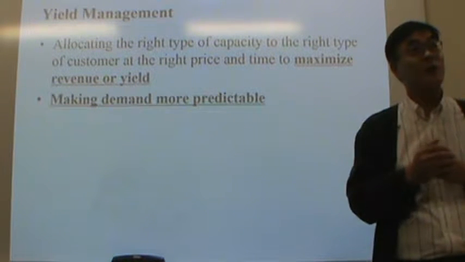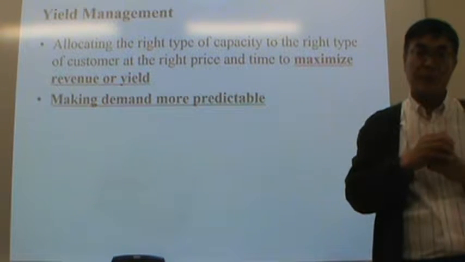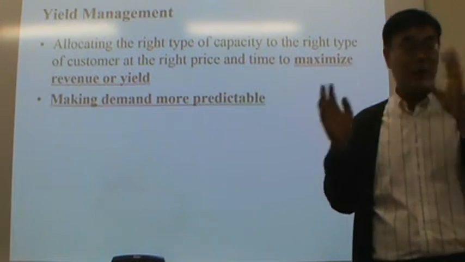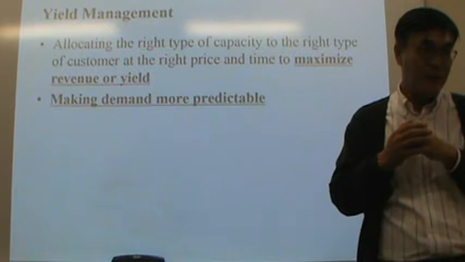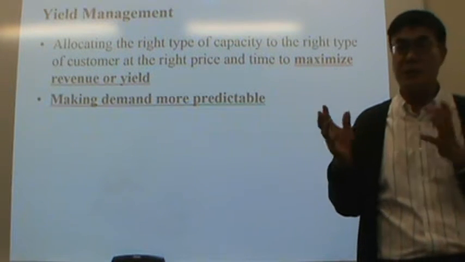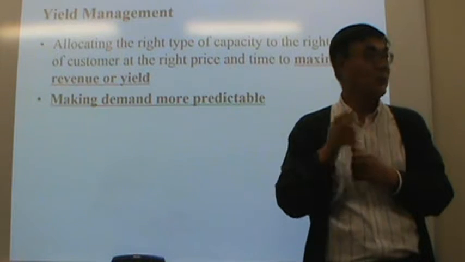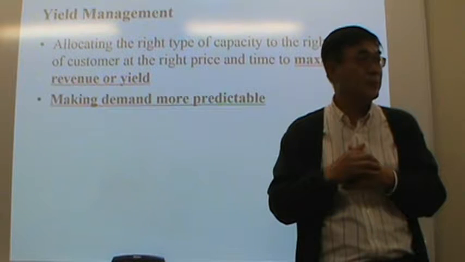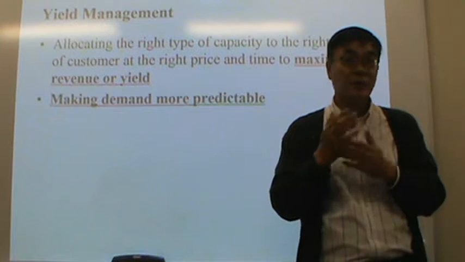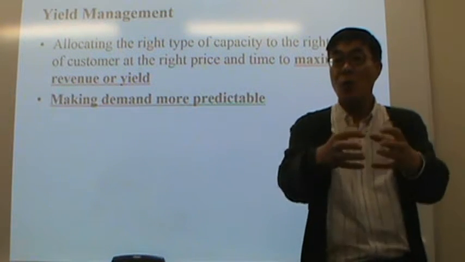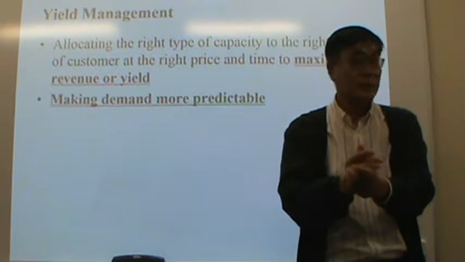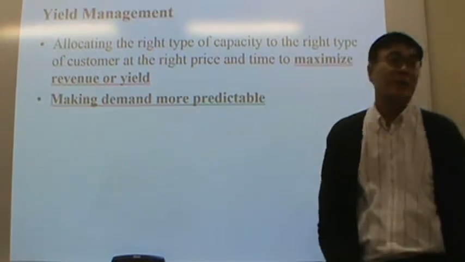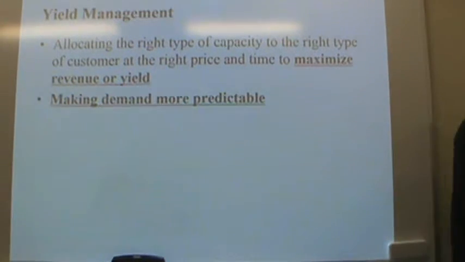From Montgomery to Atlanta, if we buy as early as possible, then maybe $60, $70. But same day, $800, something like that. Try to hold more customers, then making demand more predictable. That is yield management.